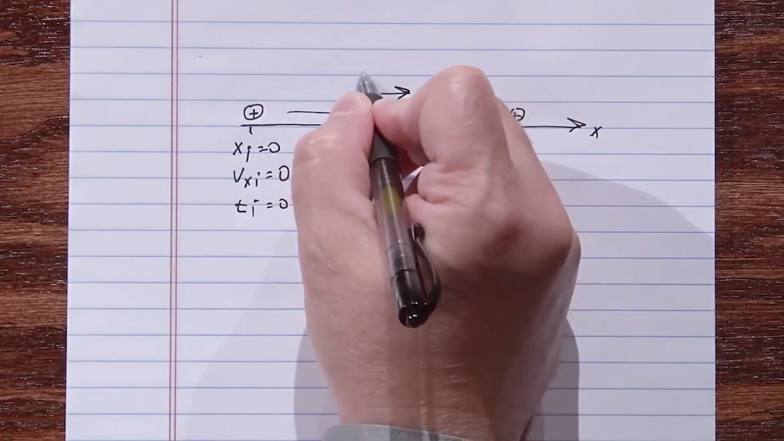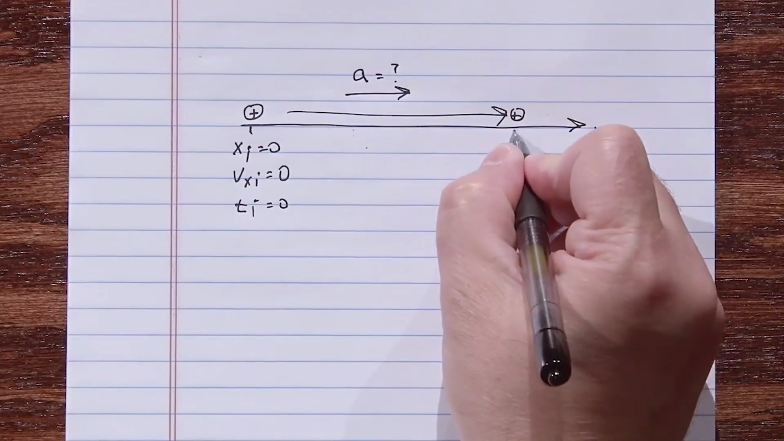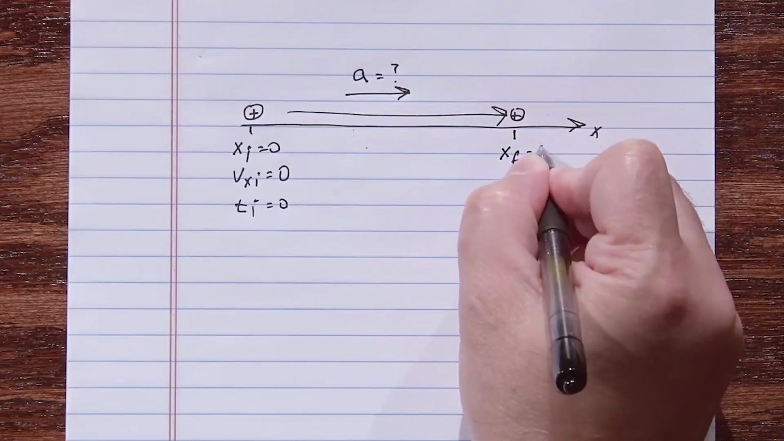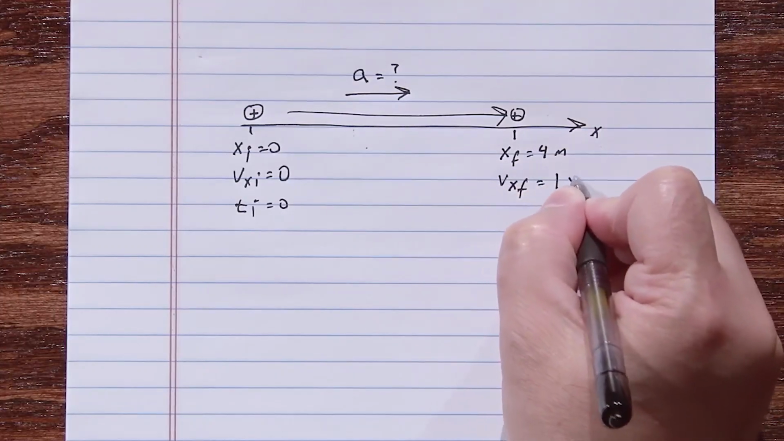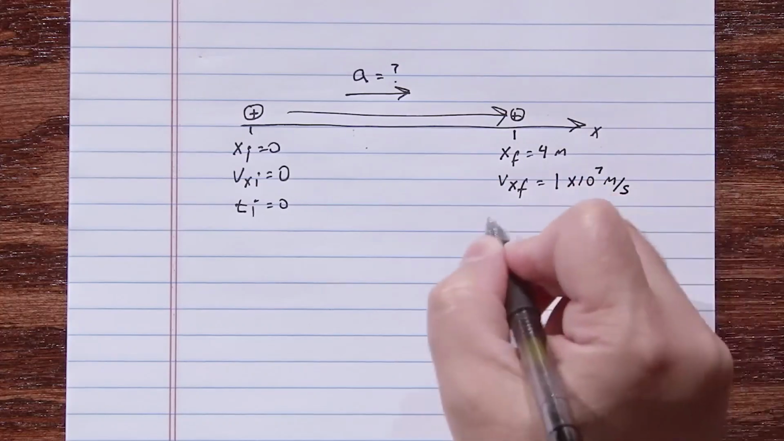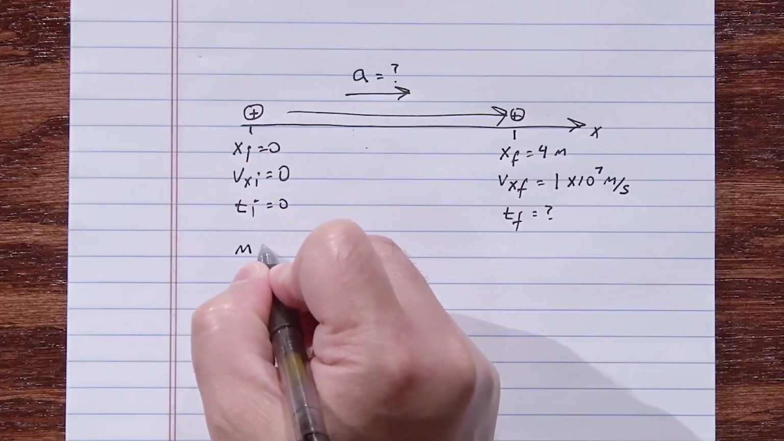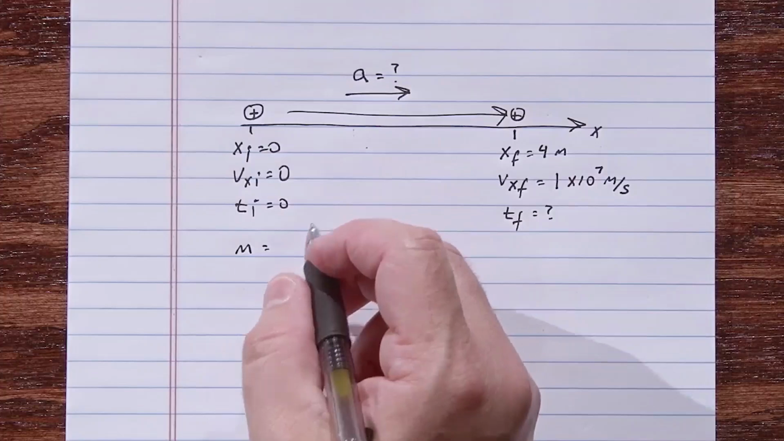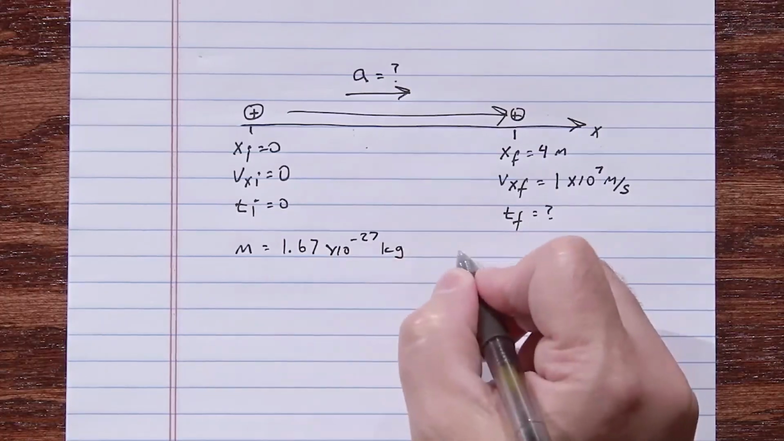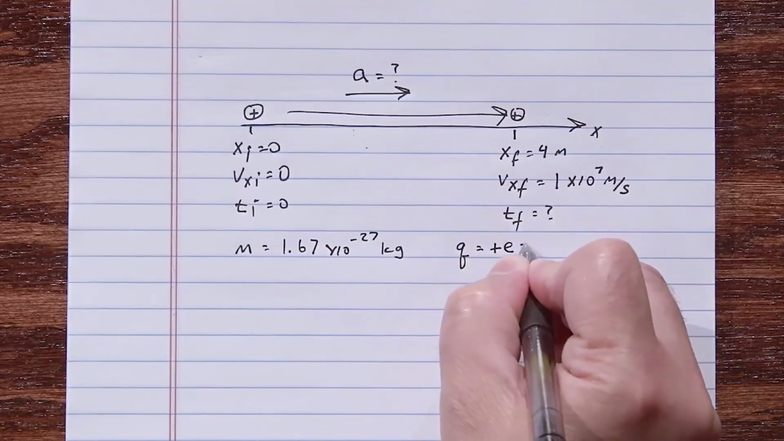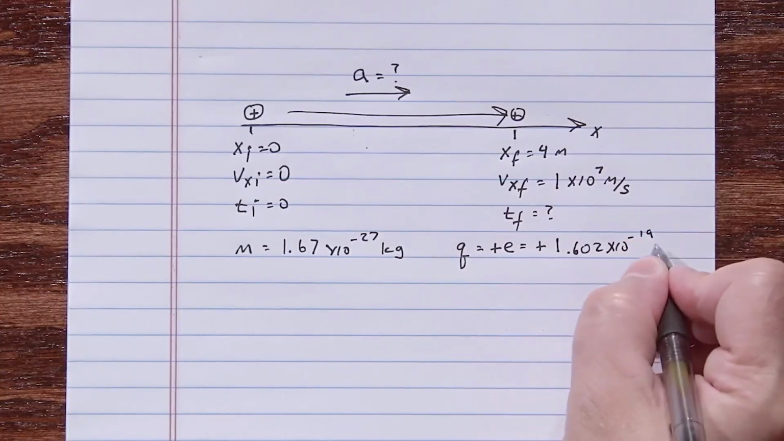They accelerate in the x direction. We don't know what the magnitude of the acceleration is yet. And finally, x final, we're told, is 4 meters. Vx final is 1 times 10 to the 7 meters per second, and t final, we don't know. These are protons, so we know that the mass of the proton is 1.67 times 10 to the minus 27 kilograms, and the charge is equal to plus e, which is equal to positive 1.602 times 10 to the minus 19 coulombs.